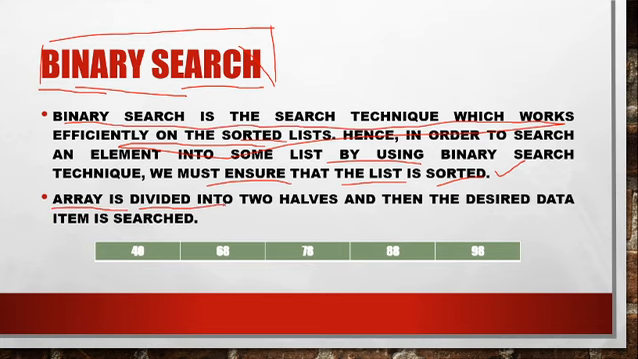Now, how does it work? It works by dividing into two halves. First it divides the array into two halves, and then the desired data item is searched. Suppose this is an array with elements 1 2 3 4 5, so it will be divided into two halves, first half and second half. Now it will start searching for the number. How will it search? Let me explain.